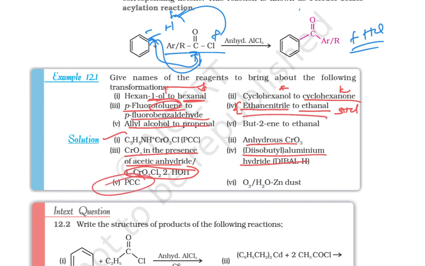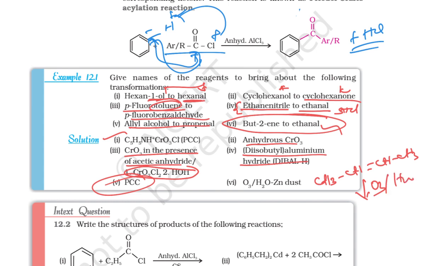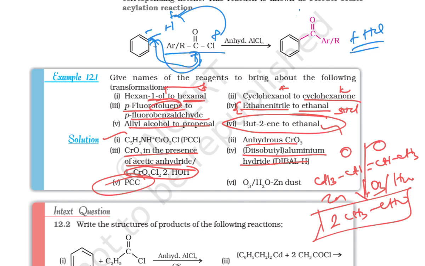In case of but-2-ene to ethanal, this is your but-2-ene, CH3 CH double bond CH CH3. If it undergoes ozonolysis in presence of O3 and H2O, zinc dust, at that time the breaking will happen. This side one oxygen, this side one oxygen. At that time there is a formation of 2 CH3CHO.